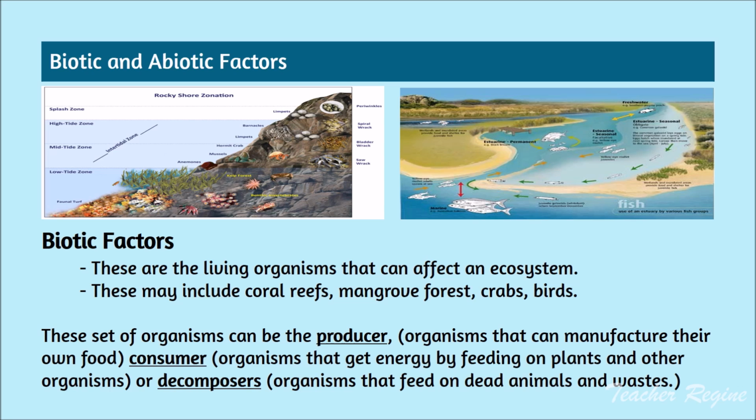This set of organisms can be producer, which are organisms that can manufacture their own food, consumer, organisms that get energy by feeding on plants and other organisms, or decomposers, organisms that feed on dead animals and waste.